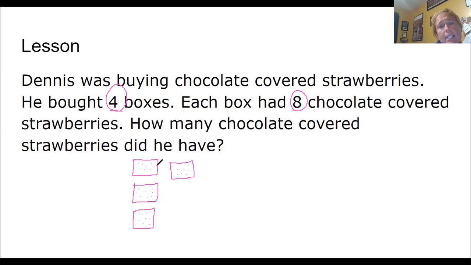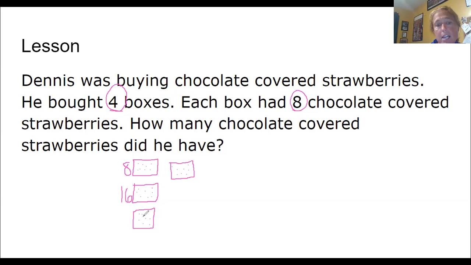So, let's see. Let's count. 1, 2, 3, 4, 5, 6, 7, 8. Okay, so there's 8 in this box. So that's going to be 8. Because remember, they want to know how many chocolate-covered strawberries he had. So we have to count them. All right, so there's 8 here. What is 8 plus 8? 8 plus 8 is 16.